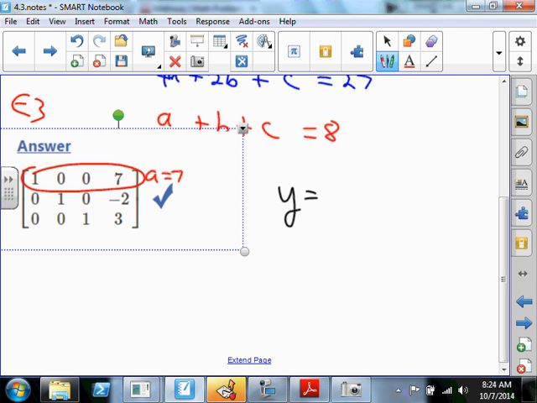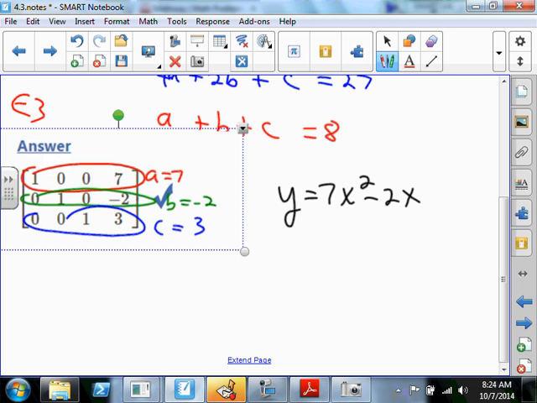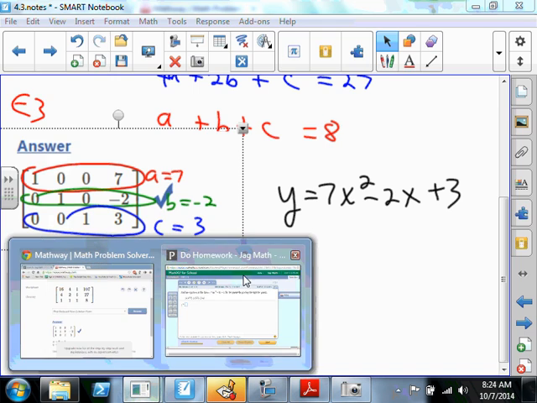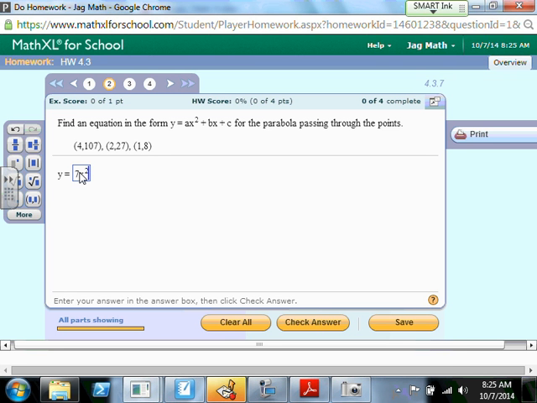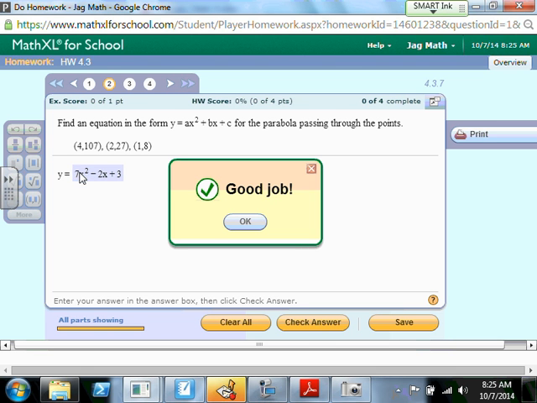7x squared, good. The second row tells me what B equals. So after the 7x squared, what am I going to write? Minus 2x. And then this third row tells me what C equals. So what happens after the negative 2x? Plus 3. So let's see if we did that right. So y equals 7x squared. I have to get out of the superscript. A lot of you forget to do that. And then it's minus 2x plus 3? Bam. Good job.